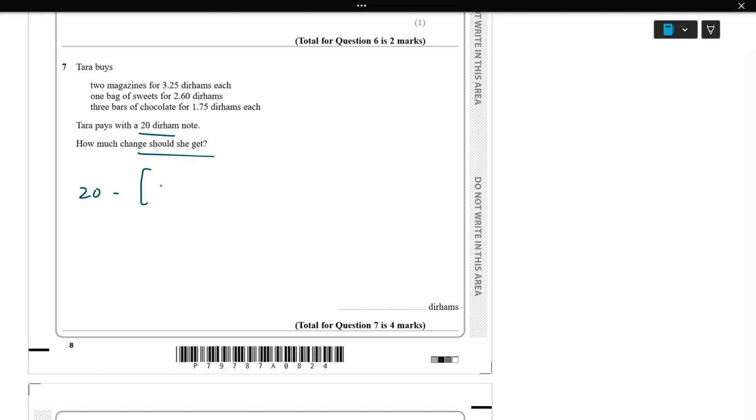So what she buys is 2 magazines, 2 times 3.25, plus 2.60 for one bag, plus 3 bars of chocolate, which is 3 times 1.75. This answer we have to take away from 20. So our answer is 20 minus 14.35, which is going to be 5.65. So 5.65 is the answer.